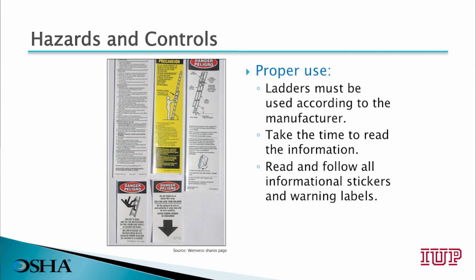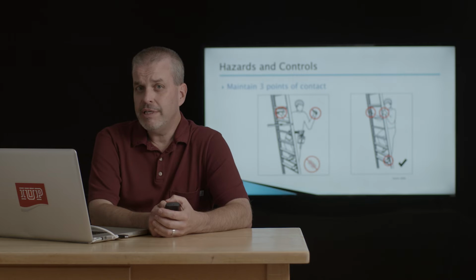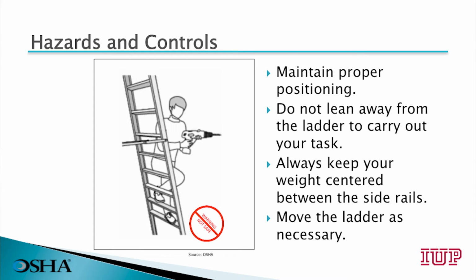Take the time to read the information that's posted on the rail of the ladder. Read and follow all informational stickers and warning labels. When ascending or descending a ladder, maintain 3 points of contact. Maintain proper positioning on the ladder. Never lean away from the ladder to carry out any task. Keep your weight centered between the side rails and descend and move the ladder as necessary.